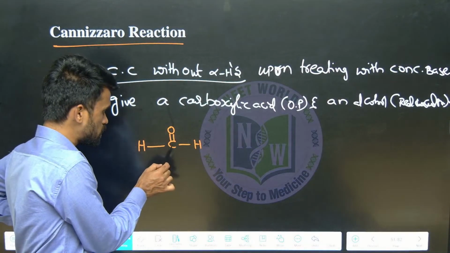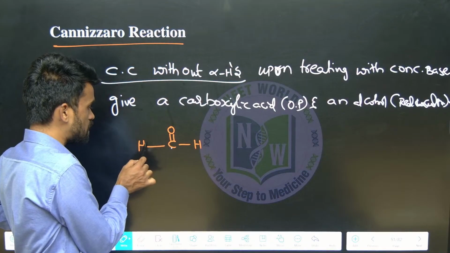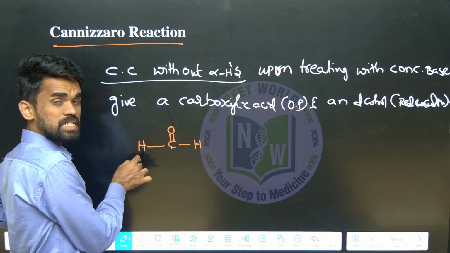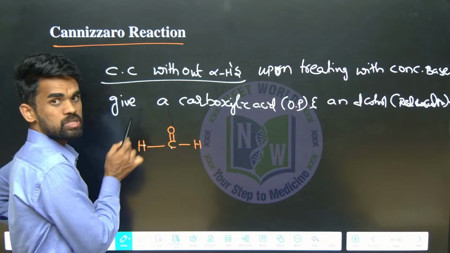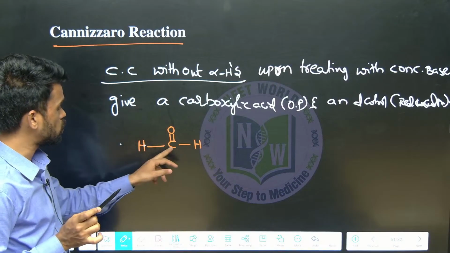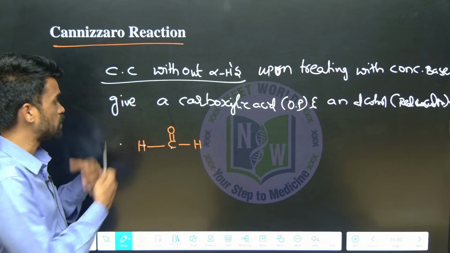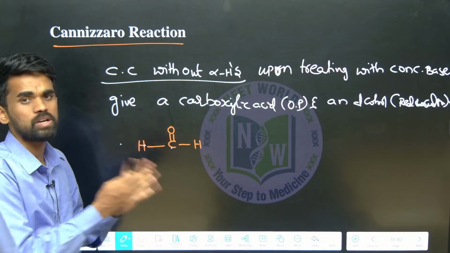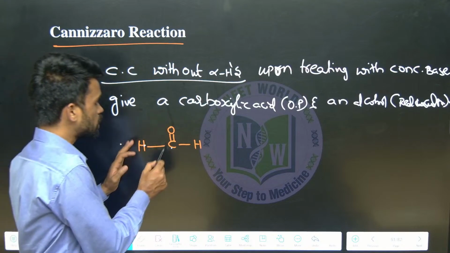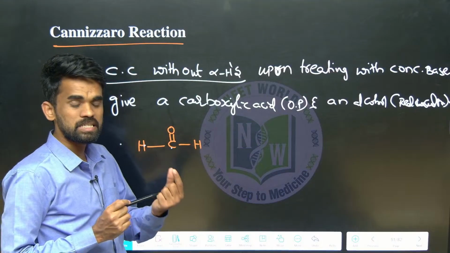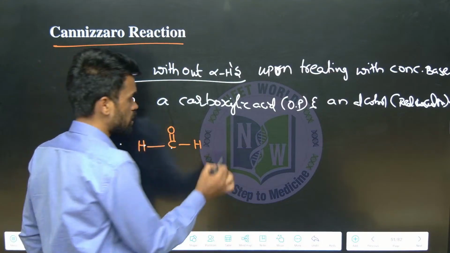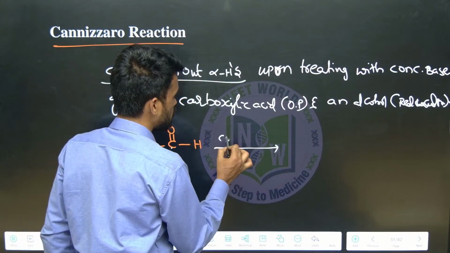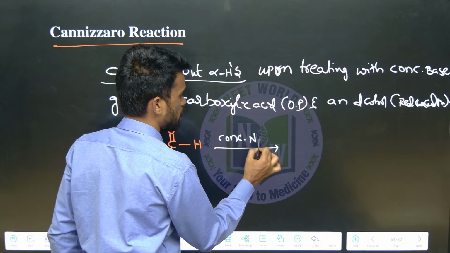See, to this carbonyl carbon, if there is an adjacent carbon and on that adjacent carbon any hydrogens are present, those are alpha hydrogens. But there is no adjacent carbon here right now. It means there is no alpha carbon and alpha hydrogens are not present. So this kind of system, which does not have alpha hydrogens, is treated with concentrated base, concentrated NaOH.